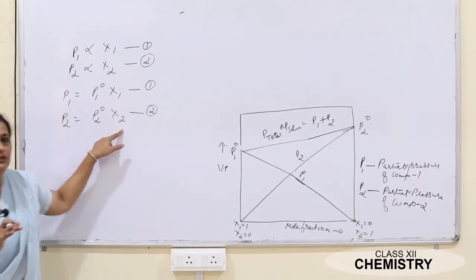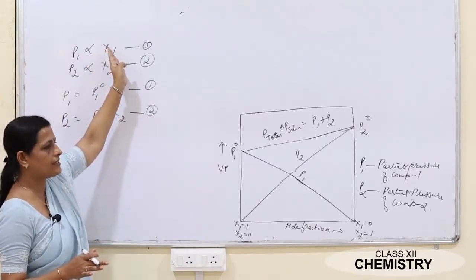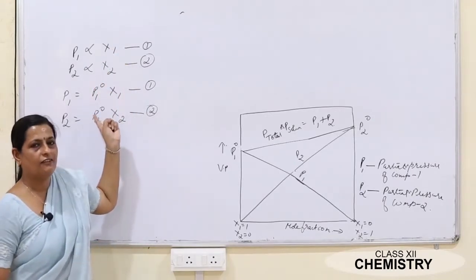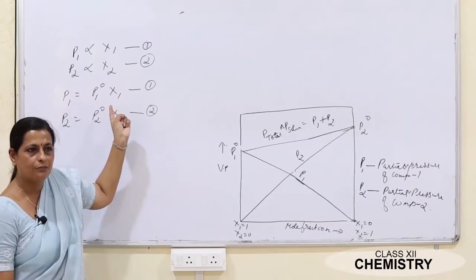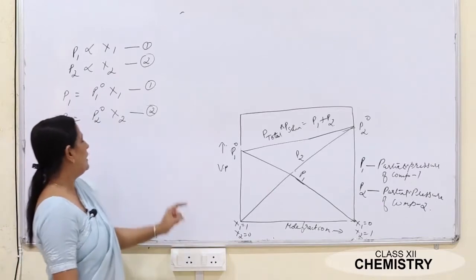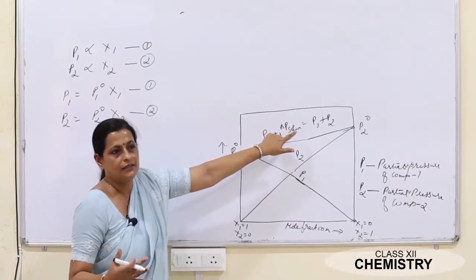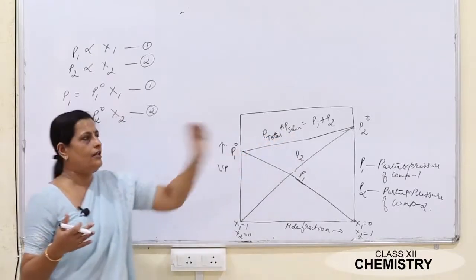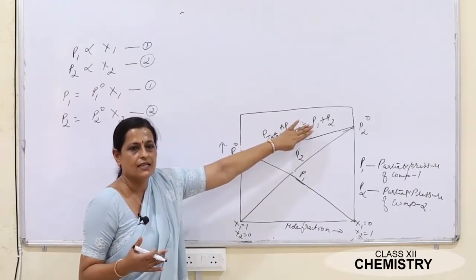When you have two volatile miscible liquids, the partial vapor pressure of each component is directly proportional to its mole fraction, or you can also define it as the partial vapor pressure of a component is the product of the pure vapor pressure of that component multiplied by its mole fraction. Now, we know P solution or P total is equal to P1 plus P2, which you have already studied last year in Dalton's law of partial pressure. That is, total pressure is the sum of the partial pressures of all the components present in the solution.